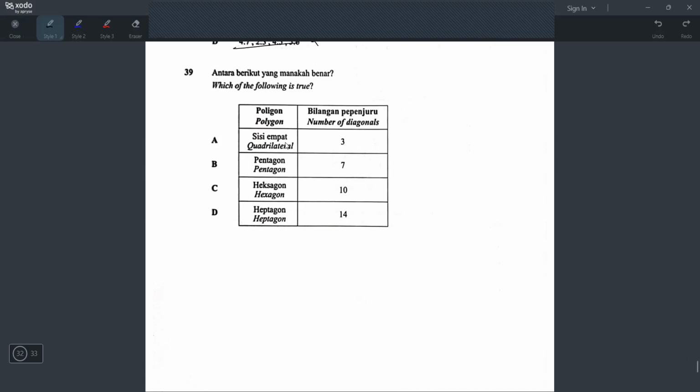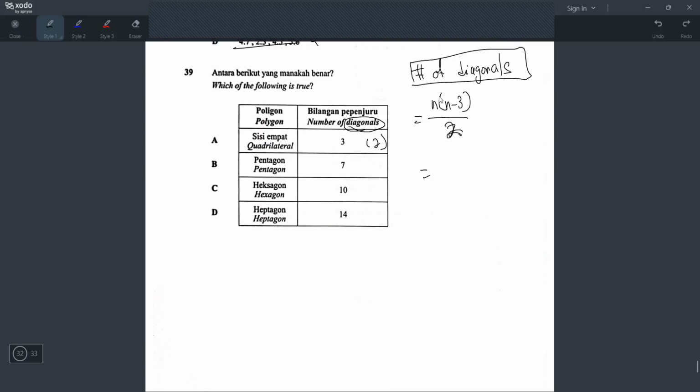Which of the following is true? Quadrilateral has 4 sides, but they are asking about diagonals, right? So quadrilateral, let me tell you, has 2 diagonals, right? Pentagon has how many diagonals? Okay, the formula here is n(n minus 3) over 2, the formula to calculate the number of diagonals. I don't know if you all know this formula or not, but if you don't know, then very good, because now you know already. Okay. So now I will teach you.